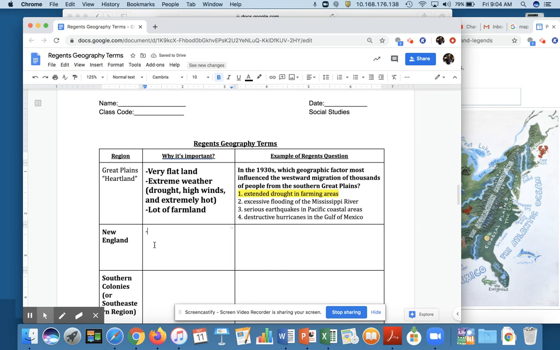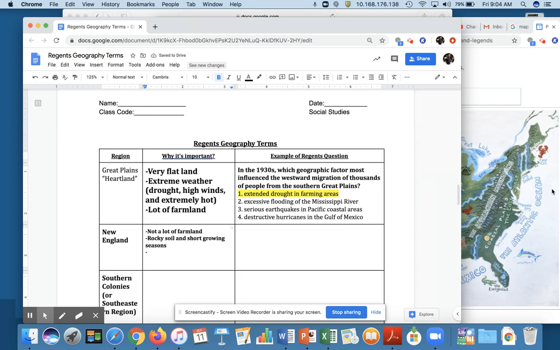Great Plains. Okay, first off, not a lot of farmland. That's a little bit different. Okay, so you can definitely write that down. Rocky soil, short growing seasons. So what that means is if you try to farm in New England, which you're farming in the Great Plains, ain't gonna work.